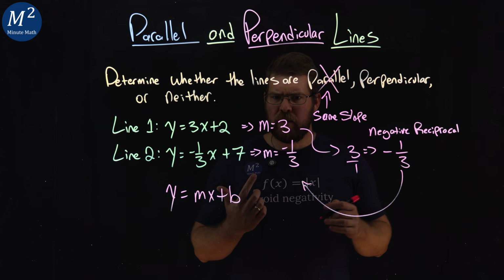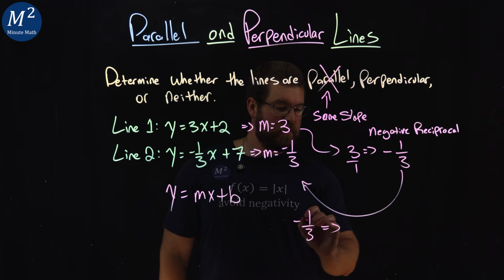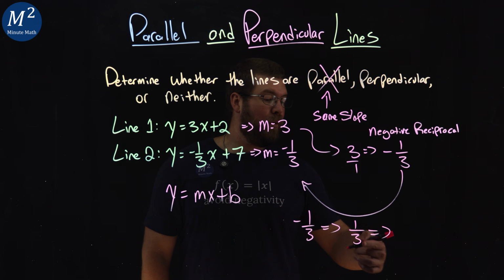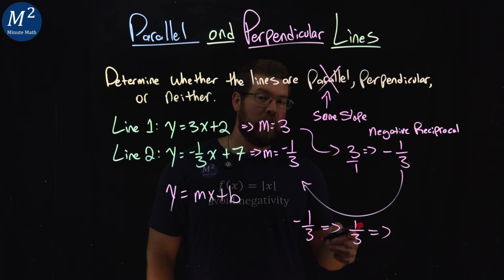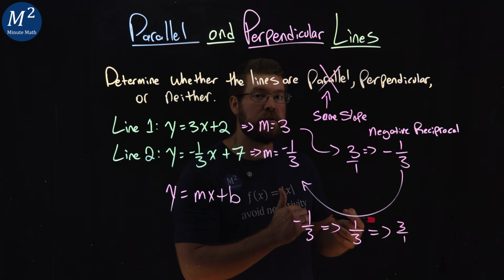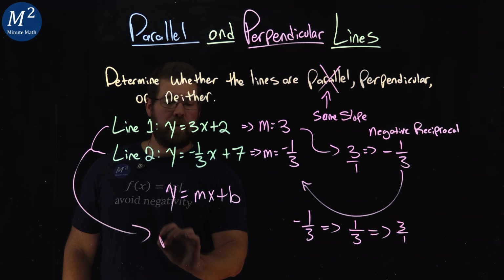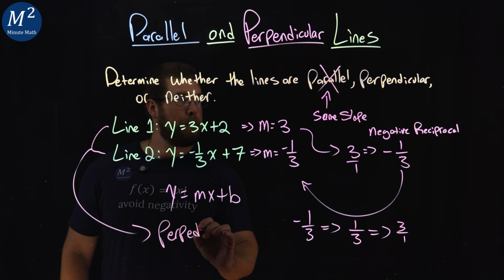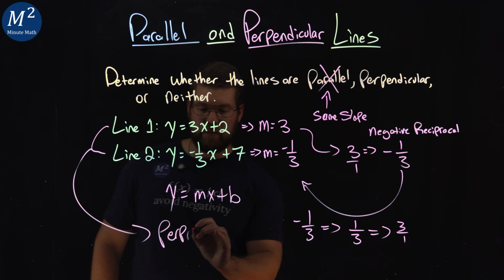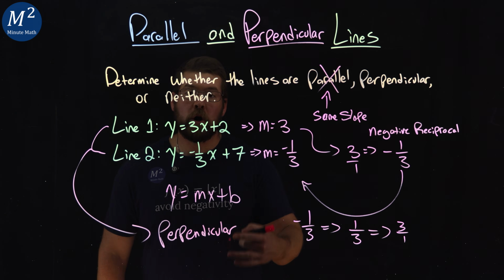We can even flip it back the other way. If we take negative 1/3, let's say we first apply the negative, so we make that negative 1/3 a positive 1/3. And then we do the reciprocal part, 1/3, flip it, 3 over 1, which is a 3. So they're negative reciprocals of each other. So we can say that these two lines are perpendicular.